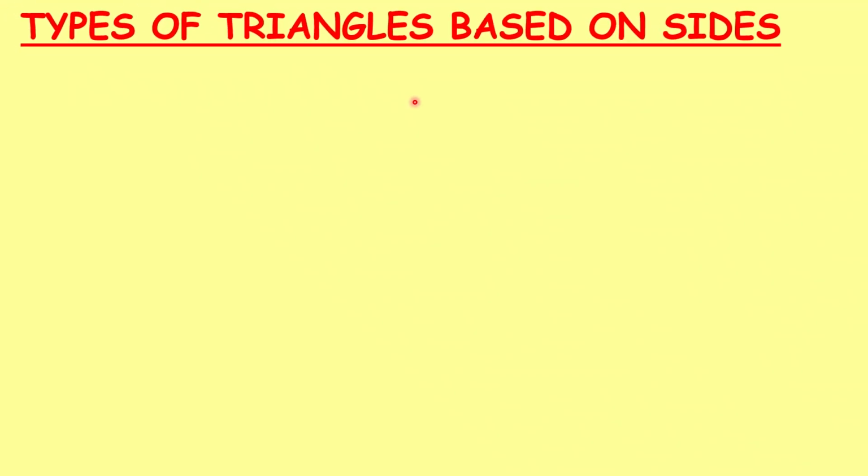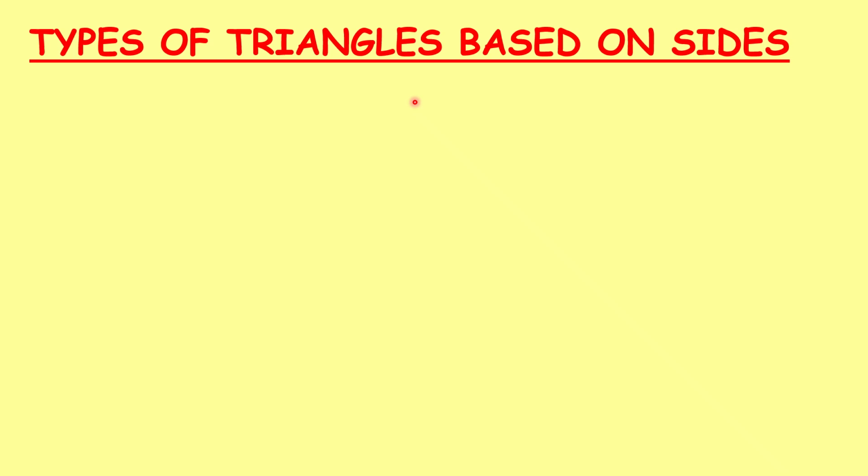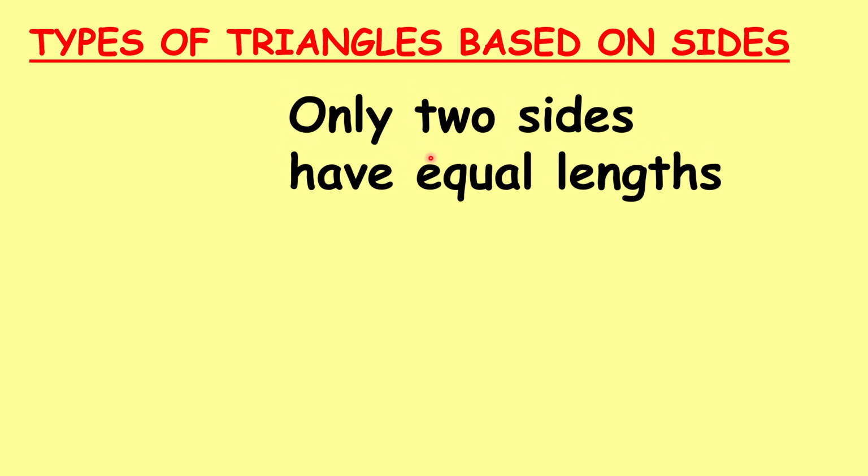The last example we have, based on classification on the sides, is a triangle that has only two sides being equal.